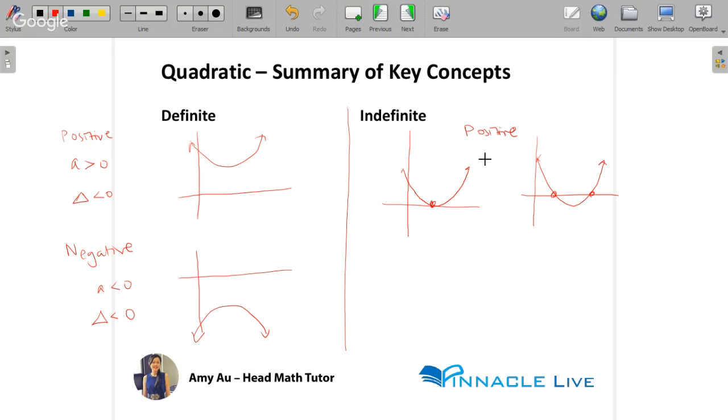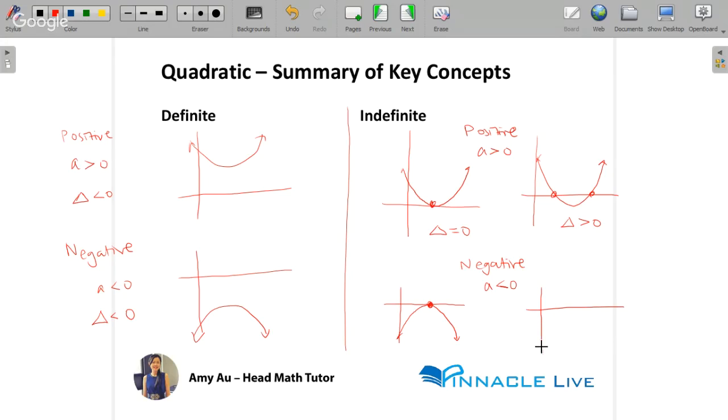Indefinite, okay, so positive still means the leading coefficient is positive. So that one is discriminant equal to zero, that one is greater than zero. Whereas on the negative side, the leading coefficient is negative. This time it's the same thing but concave down. So this is a single equal root.